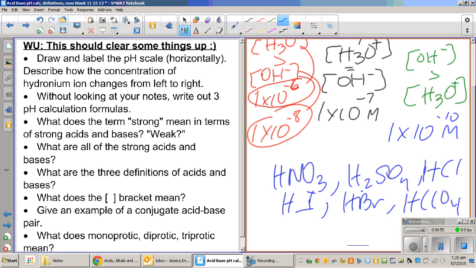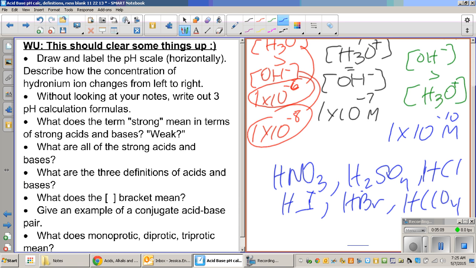And then how do you know the 8 strong bases? Lowercase b on the periodic table. So how many from group 1A? 5. How many from group 2A? 3. Those CBS down there. Calcium, barium, and strontium. Okay.